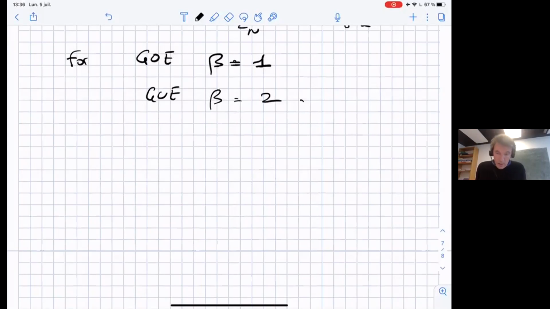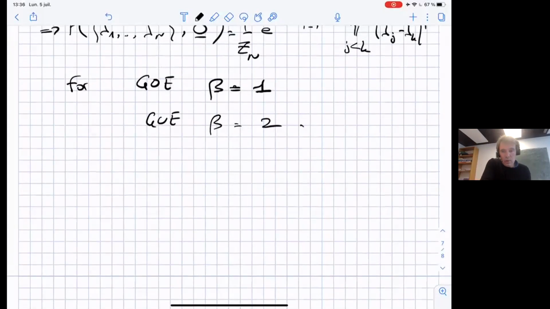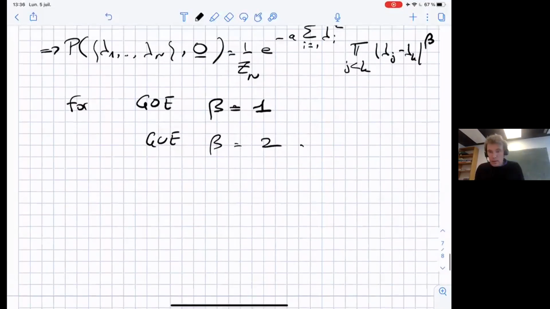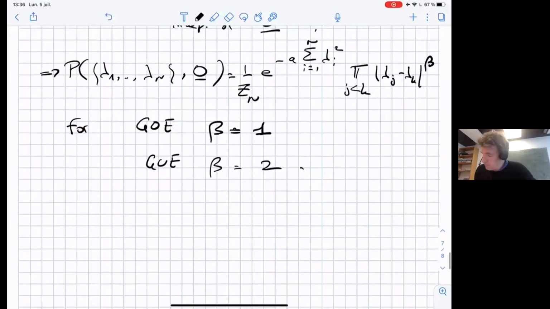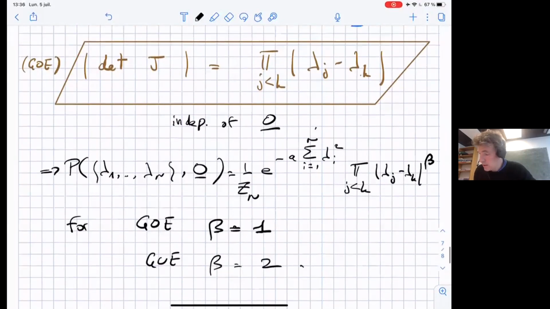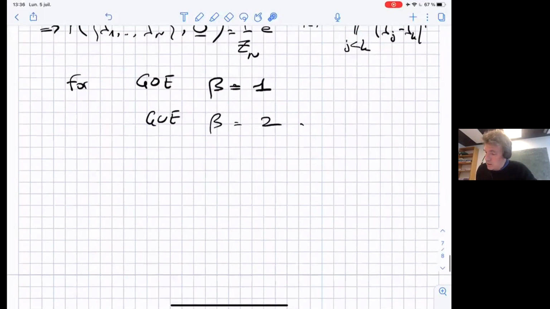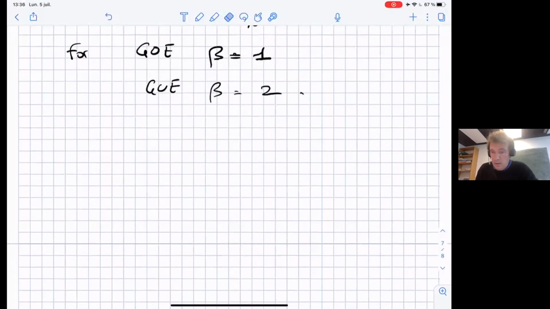Okay, I just maybe want to make one remark. This expression here is called a van der Monde determinant. This is just to remind you of some basic facts from linear algebra, but I want to discuss what the van der Monde determinant is.